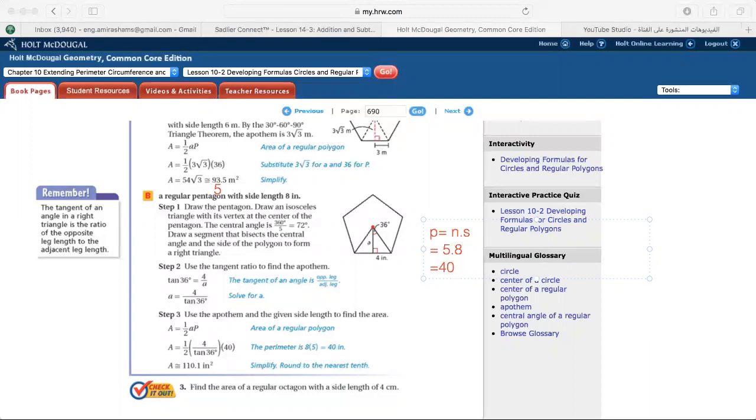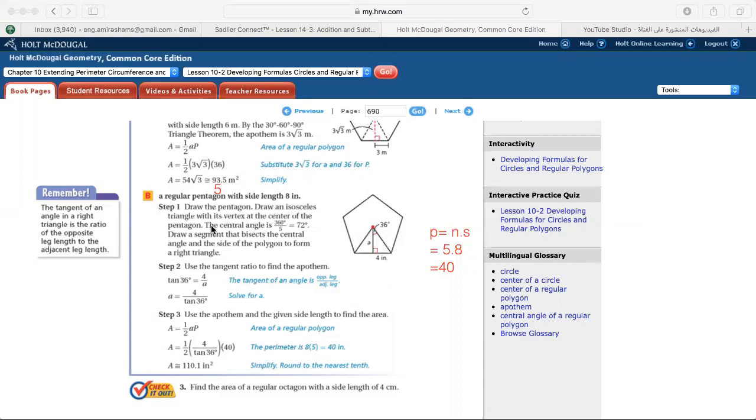Okay, the hardest part always is to get the apothem. So step 1, draw the pentagon. Draw an isosceles triangle with its vertex at the center of the pentagon. Why isosceles? Because if I draw from the center to one vertex, and from the center to the other vertex, these are equidistant. It will form an isosceles triangle. This side is equal to this side.